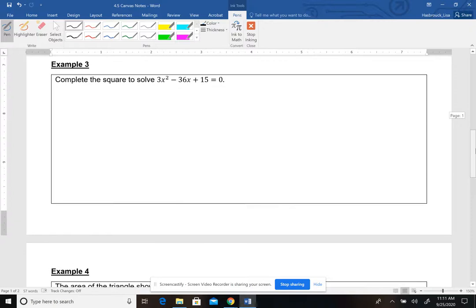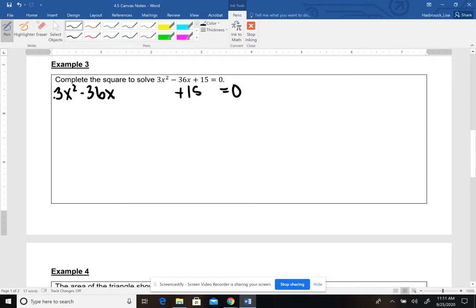In example 3, we're going to complete the square again to solve 3x squared minus 36x plus 15 equals 0. This one is a little more complicated. We still begin by splitting it up. 3x squared minus 36x on the left plus 15 equals 0 on the right.